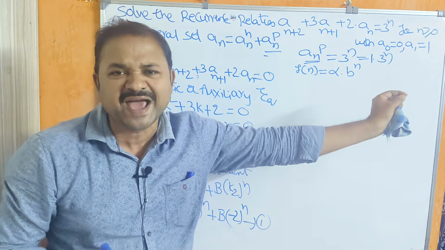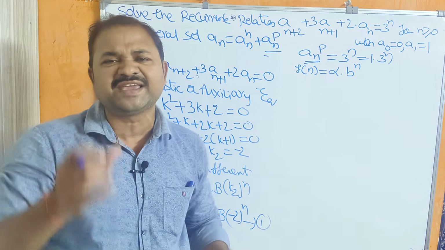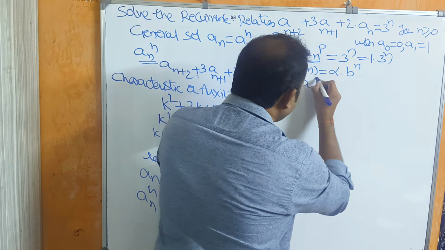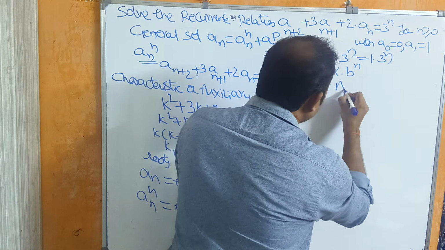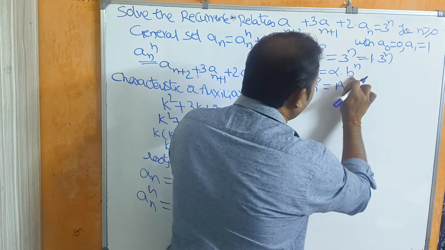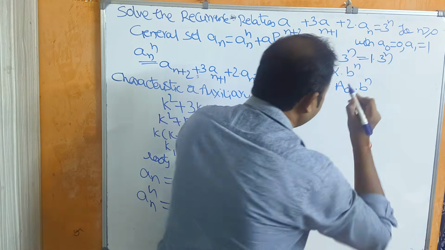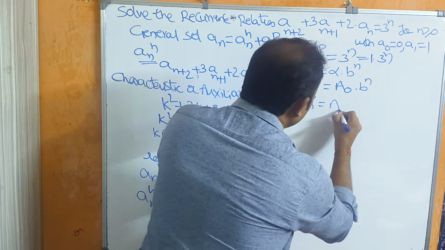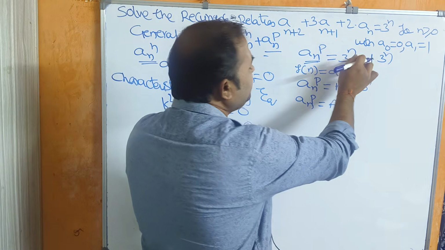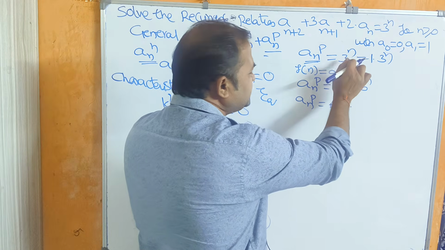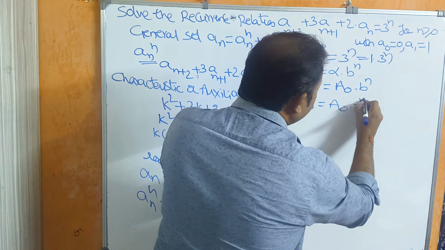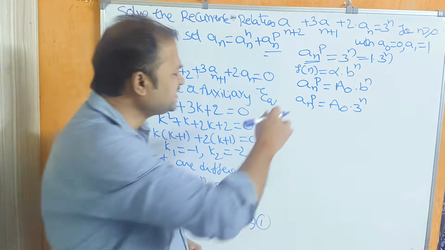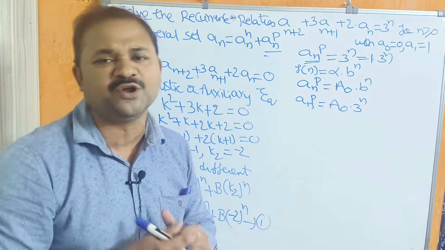If b value is not a part of the characteristic roots, then the general solution is a_n^p = a_0 · b^n. So a_n^p = a_0 into, what is the b value? The b value is given in the problem, that is 3 only. So a_0 · 3^n. Now we have to substitute, this is nothing but a_n^p, which is a_n only.